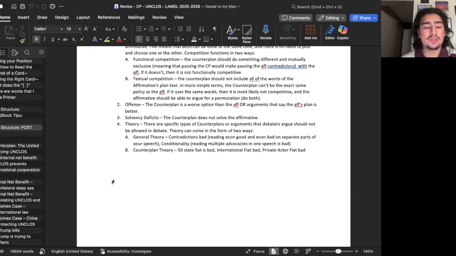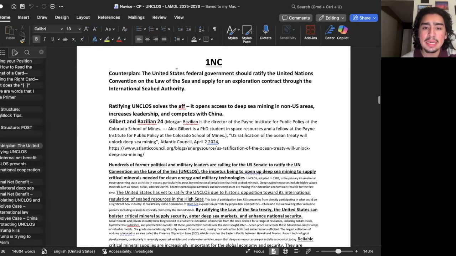One example that applies to this UNCLOS counterplan would most likely be international fiat. So, for example, the negative relies on the idea that UNCLOS is just going to say yes to this expiration contract, like UNCLOS would just be like, "Yep, here's your expiration contract, US. Go have fun with the deep sea minerals." The affirmative can say international fiat is bad. If the negative is allowed to say UNCLOS is just going to say yes to granting these expiration contracts without a card or without evidence saying that UNCLOS will say yes, that allows the negative to literally get up and fiat anything they want in order to make their counterplan work.